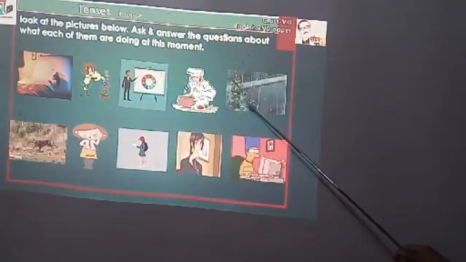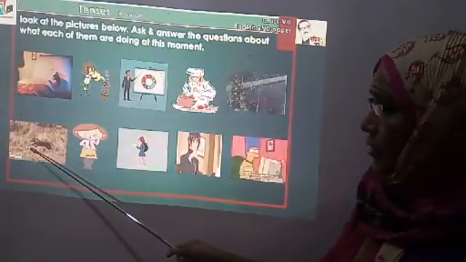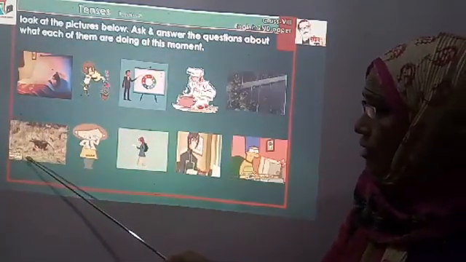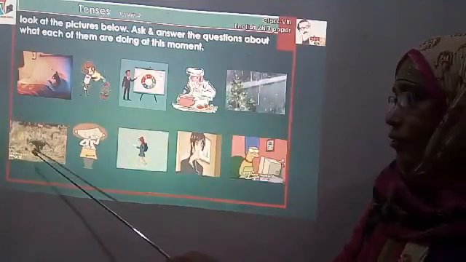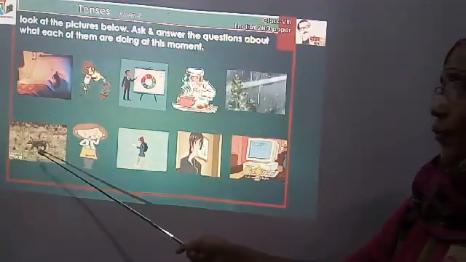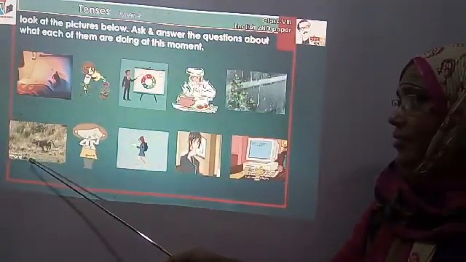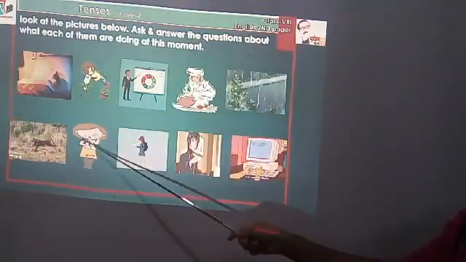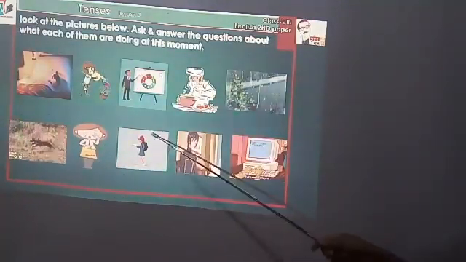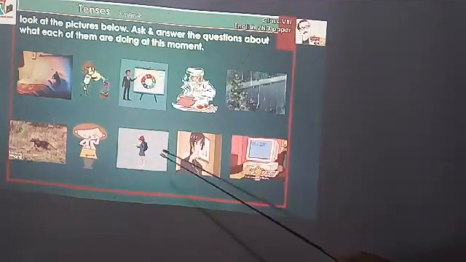And can you guess the picture? It is raining. Do you know what it is? Tiger. What is it doing? The tiger is running. And she is crying. The girl is walking. And the boy is taking coffee. The man is operating a computer.